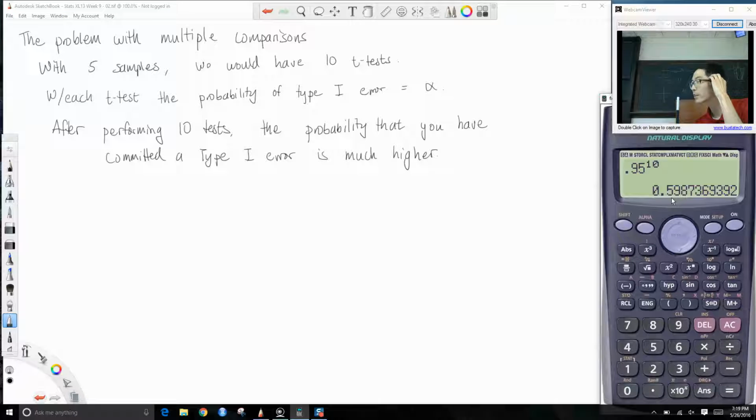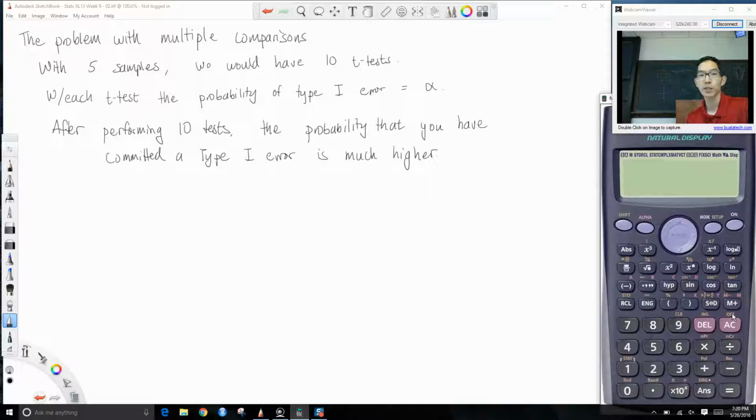This is not entirely accurate because it assumes all of the tests are independent of each other, but as Michael pointed out, you're using the same data over and over, so they're not quite independent, and we can't just raise it to the 10th power. But the idea that we have a much higher risk of a type 1 error is there.